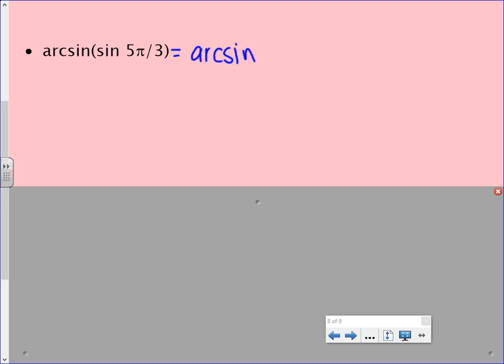The arc sine of, what is the sine of 5 pi over 3? Negative radical 3 over 2. Now we can say, okay, the arc sine of negative radical 3 over 2 is negative pi over 3. We know that the sine is radical 3 over 2 at pi over 3. And since it's negative, we have to rotate negatively to the fourth quadrant for our answer.